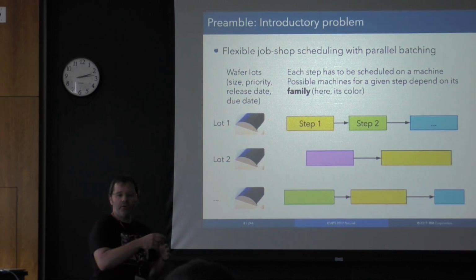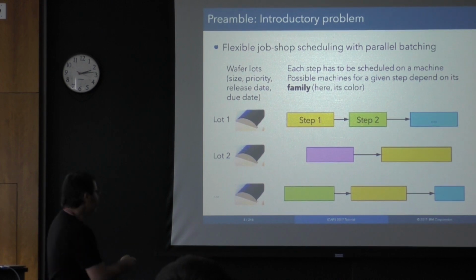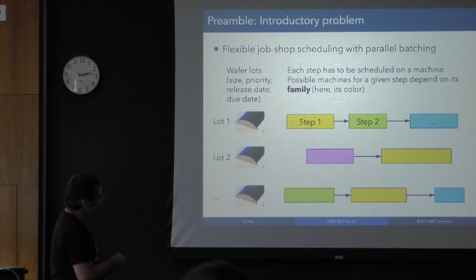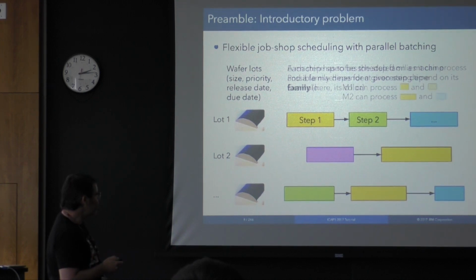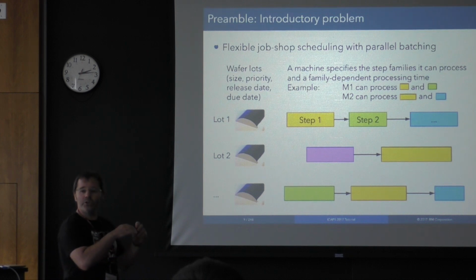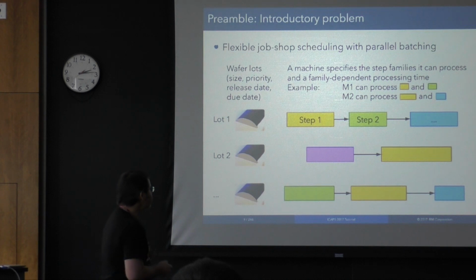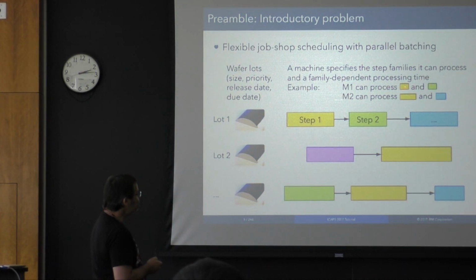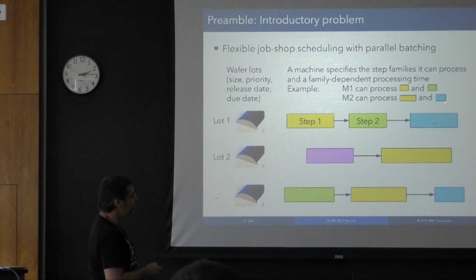I should say that the steps belong to different families. Here, the family is represented by the color. So here you have the yellow family. Step 1 is in the yellow family, step 2 is in the green family. You are given a set of machines, and a given machine can treat only certain families. Here I give an example of two machines. Machine M1 can process either the yellow steps or the green steps. And machine M2 can process the yellow steps and the blue ones.